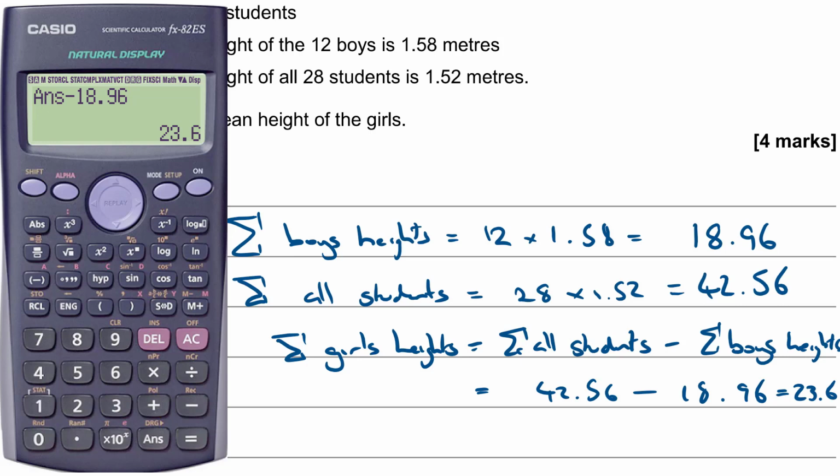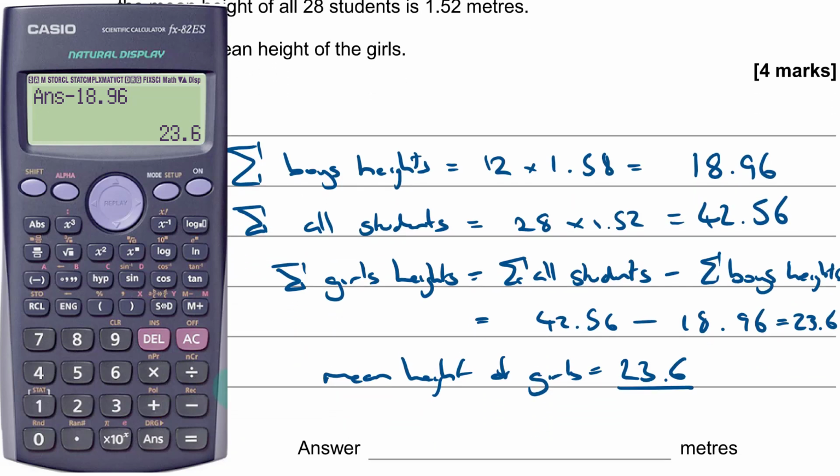So we know then that girls' heights add up to 23.6, and we know how many girls there are because there are 28 students. So assuming that the rest of the class that aren't boys are girls, that would give me 16 girl students, and I know that their total height is 23.6. Then the mean height of the girls is going to be that total 23.6 divided by the number of girls, which is 16. Which would make their mean height 1.475.